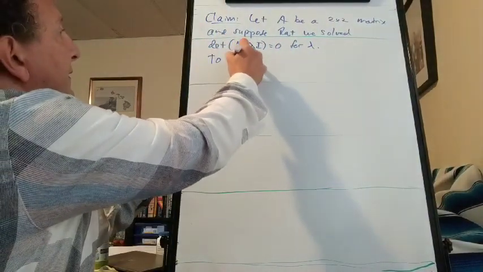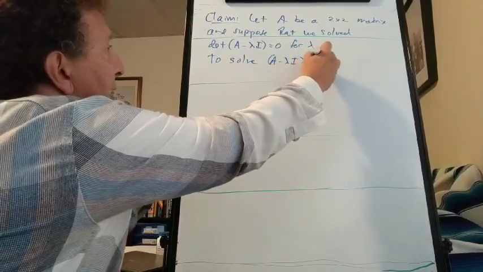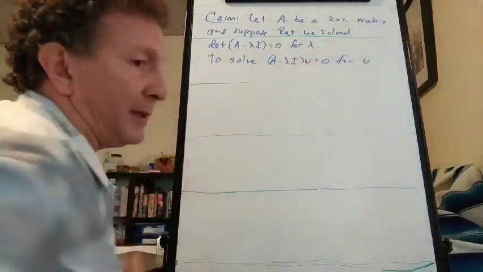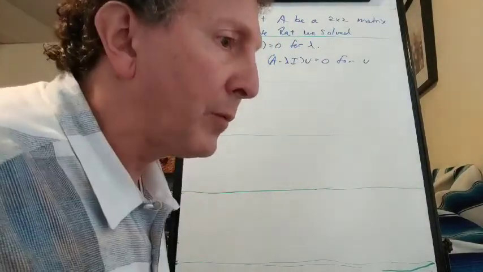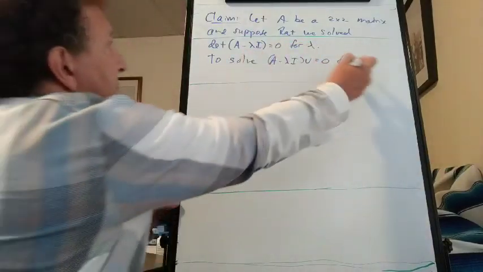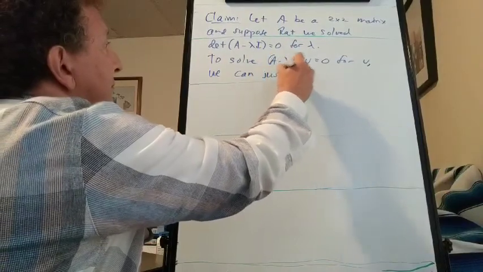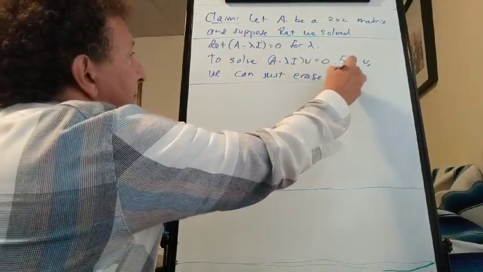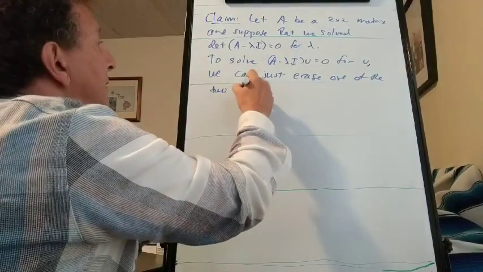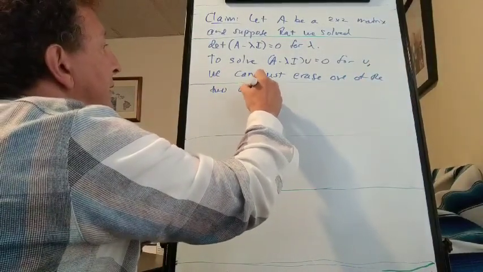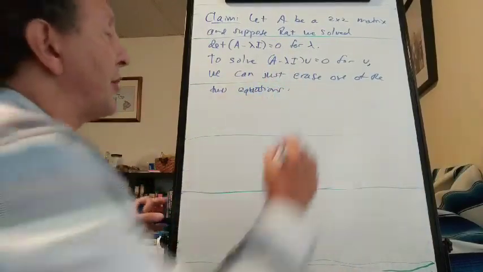Then to solve A minus lambda I V equals 0 for V, we can just erase one of the two equations. That is, no row operations are necessary.